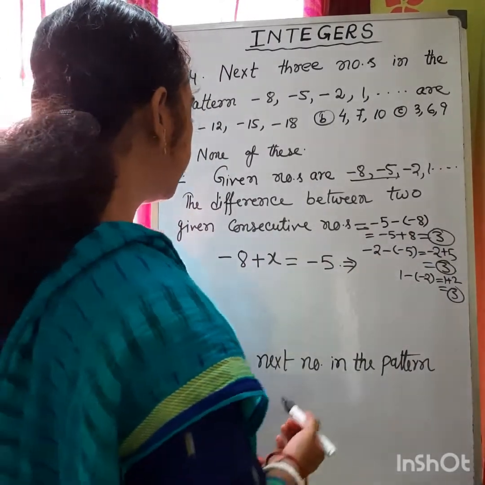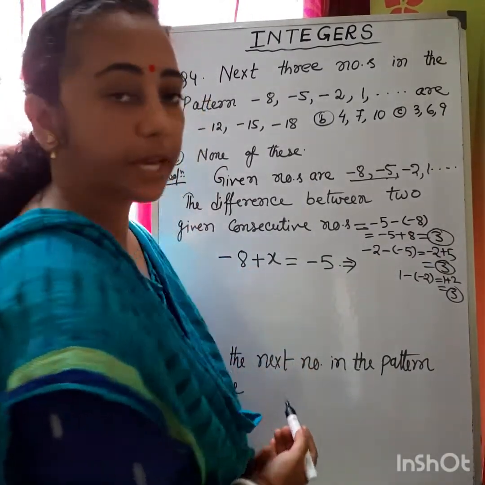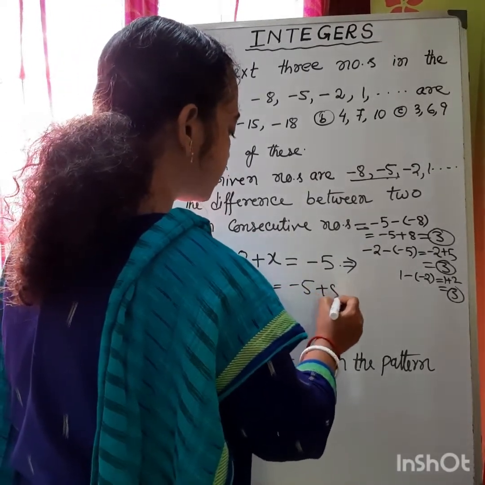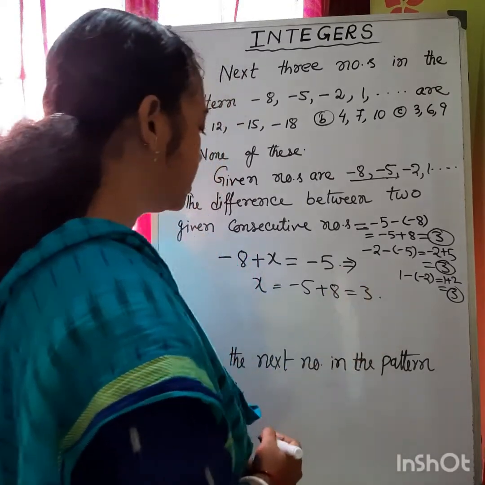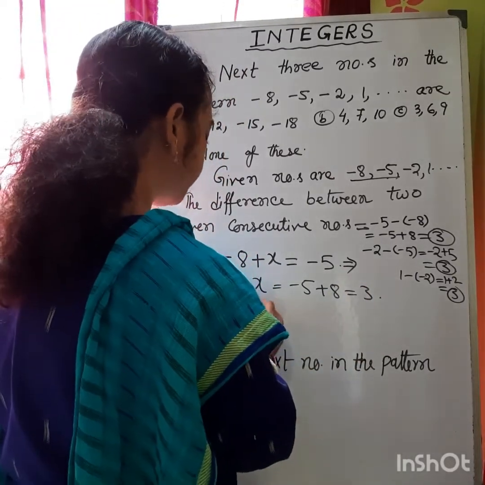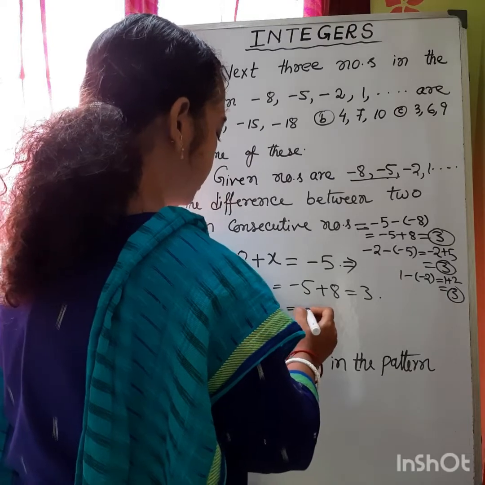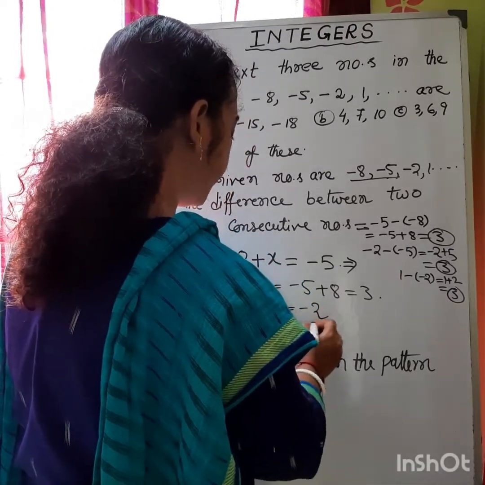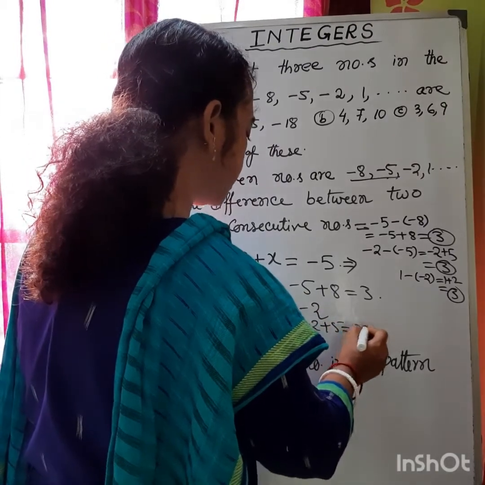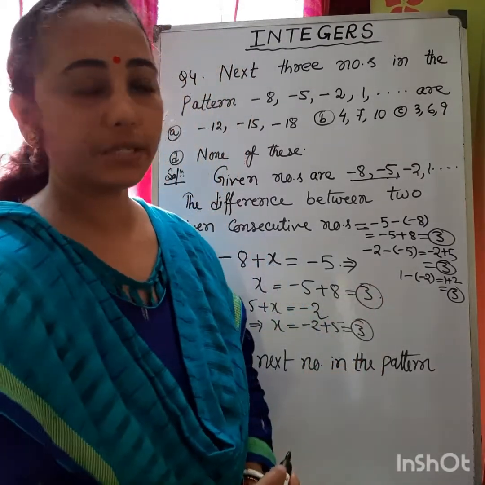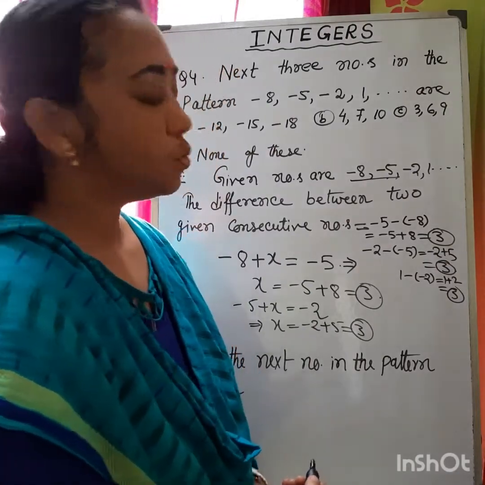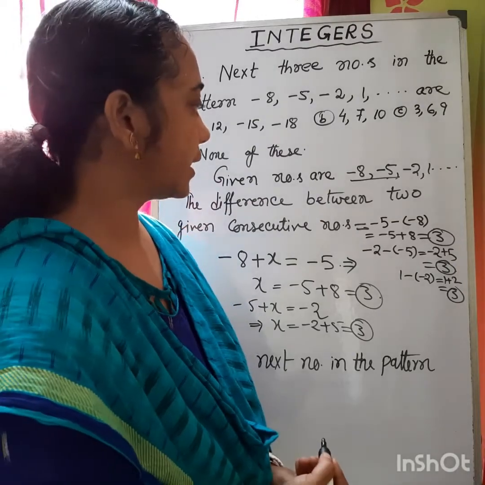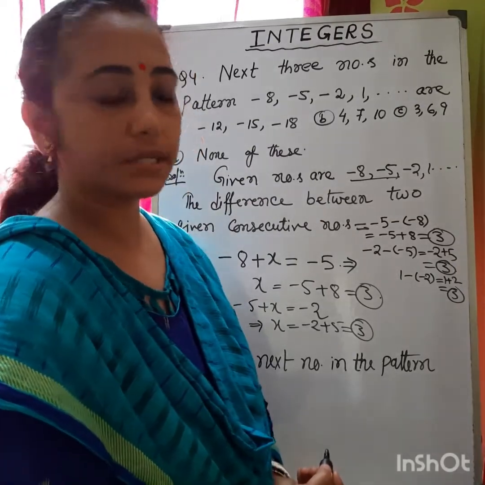Alternatively, we can also say that if we add minus 8 with which number, we get minus 5. That means x is equal to minus 5 plus 8, so that is also 3. Similarly, if we write minus 5 plus x is equal to minus 2, then this gives x is equal to minus 2 plus 5, that is also giving 3. So the common difference between them is 3. The difference between the two consecutive numbers is the same, that is here 3. In other words, we can say that the common difference between the given numbers is 3.